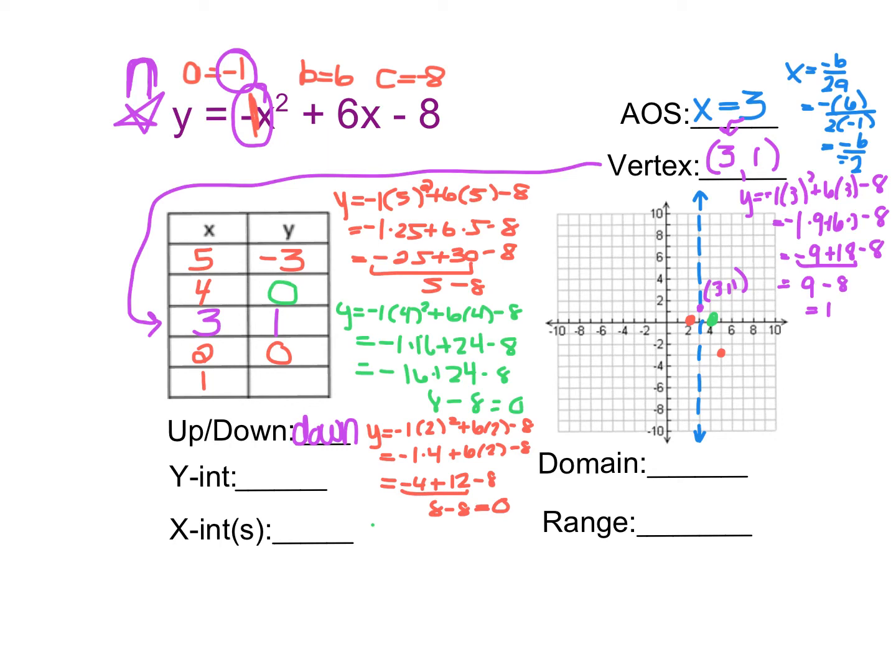Then for my final point, I have y is equal to negative 1 times 1 squared plus 6 times 1 minus 8. So here I have negative 1 plus 6 minus 8. So that turns into positive 5 minus 8, or negative 3. So I plot that point. x is 1, y is negative 3. So then from here I can see my parabola shape. So I'm going to graph it.